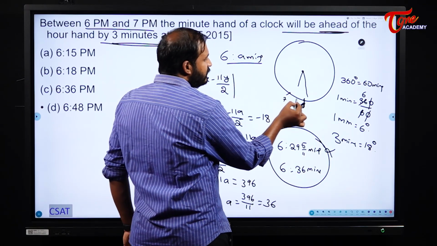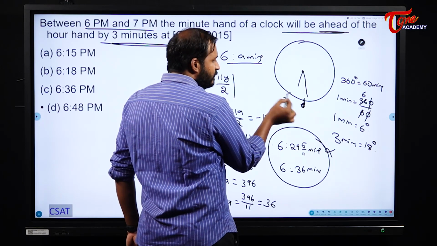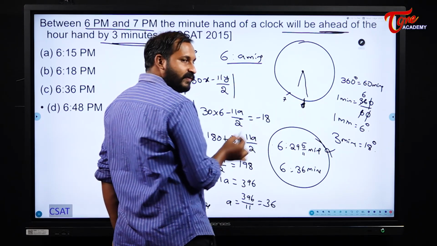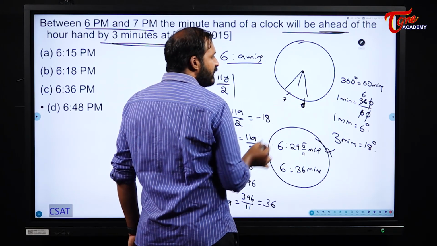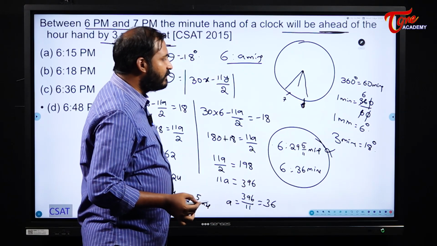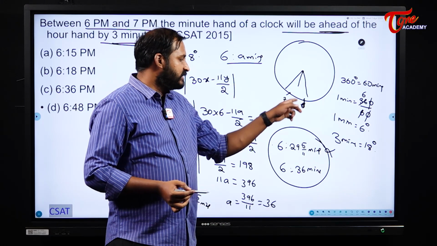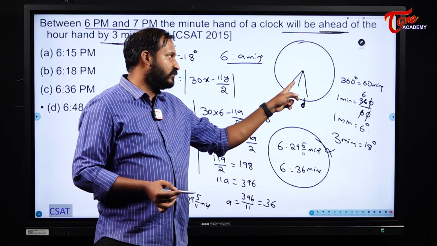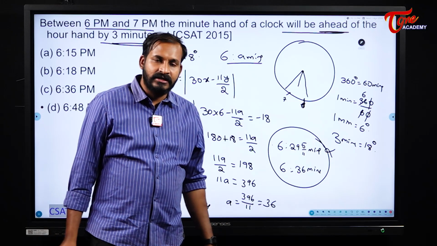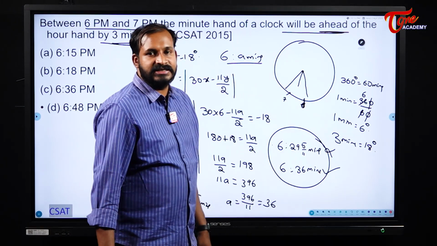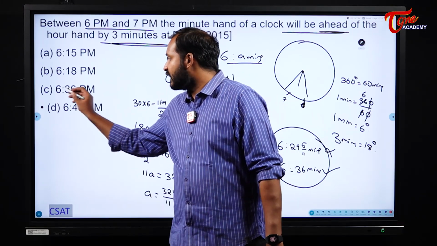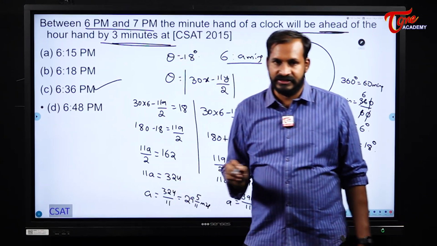6:36 means similarly my hour hand will be between 6 and 7. But my minute hand will be somewhere here. 6:36 means my minute hand will be here. So that means my minute hand is ahead of my hour hand. So which one will we consider in this case? We will consider 6:36 as our answer here. So 6:36 p.m. will be our answer here, students.